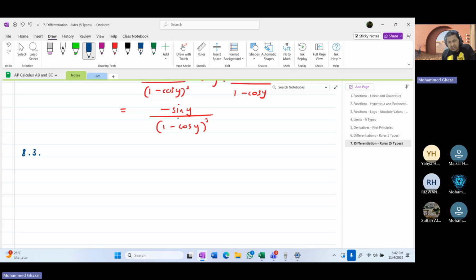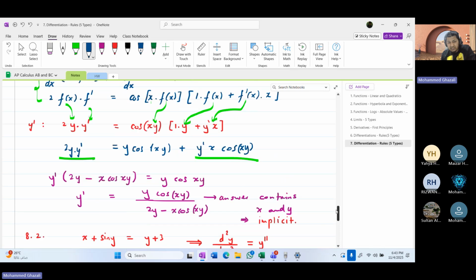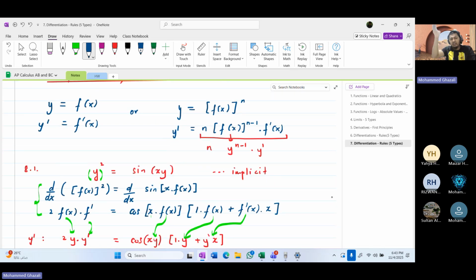Right, so we got negative sine y over 1 minus cos y all cubed. If you understood what implicit differentiation is about, it's just combining all the different rules. You just need to remember that y is a function in x. Y is always f of x. That's it.